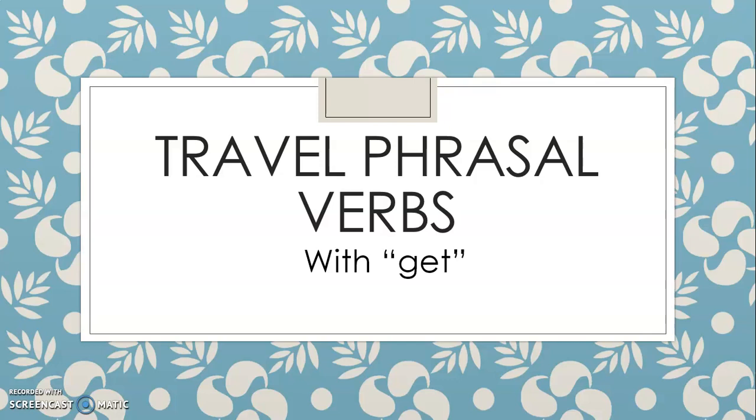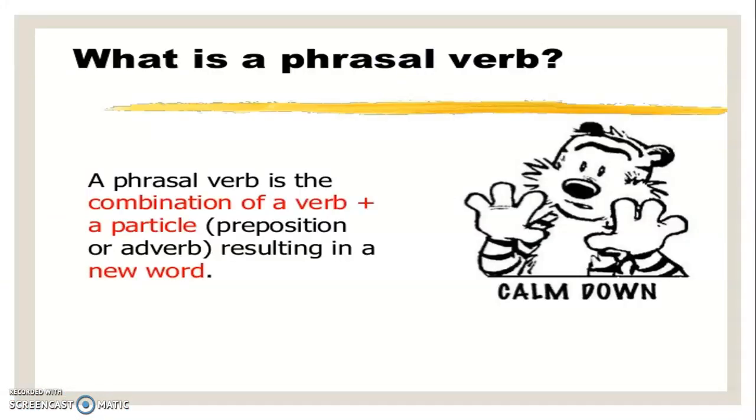Now, let's go to the second part of the lesson, which is travel phrasal verb with get. So, a little bit of a revision. Phrasal verb is actually a combination of a verb and a particle. So, what we learned before this is that that particle could be a preposition, so like it shows place. So, this combination of verb and a particle, a preposition, results in a new word that brings a new meaning.